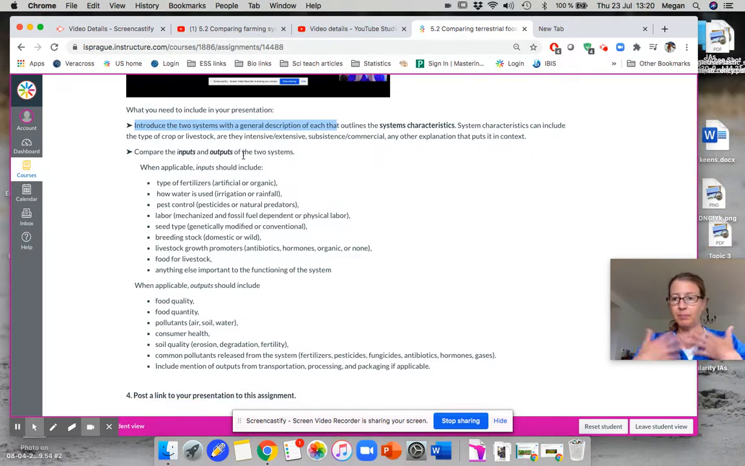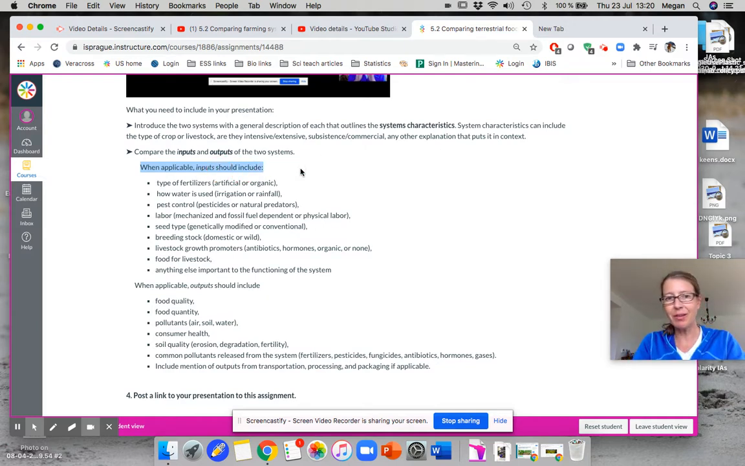And then the next important part is you're going to compare the inputs and outputs of the two systems. You can do that in any order or way, shape, or form that seems to make the most sense for your presentation. But for each system, you want to be looking at what are the major inputs and what are the major outputs, and how do those compare to each other. So this says right here, when applicable, inputs should include the following.